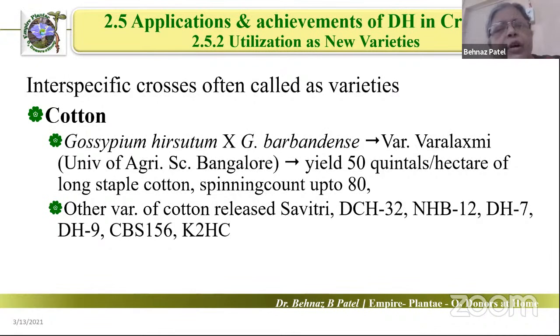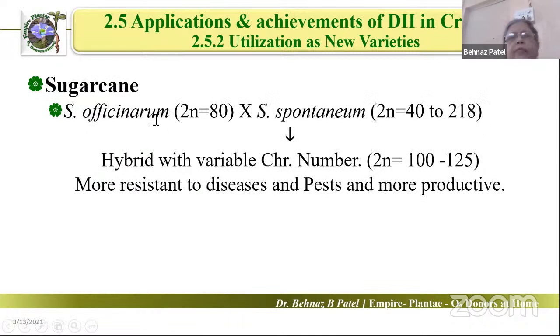So Varalakshmi was produced at Bangalore University by crossing Gossypium hirsutum and Gossypium barbadense, and it had a higher yield, a higher spinning count, a longer staple, ideal for cotton for weaving cloth, and these were the advantages. In Saccharum, officinarum and spontaneum, this is just mere reading, so I will go a little fast in this, if you don't mind.